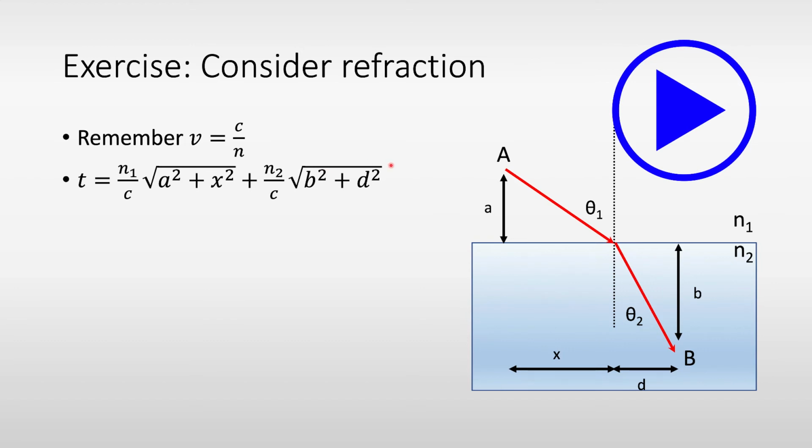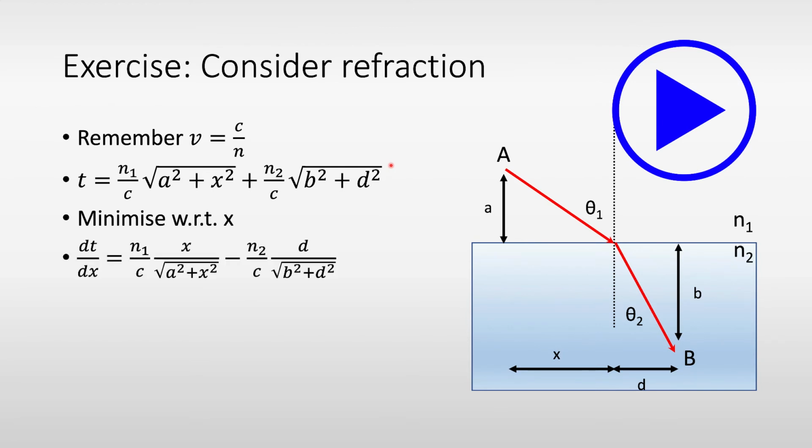Now what we do is we minimise with respect to x. In order to minimise, we find the first derivative, and once we've got our first derivative, we can say that we have n1 over c times x over the square root. That is x, the horizontal distance, divided by the path length, which is equal to the sine of the angle θ1. And the same here, where we have the horizontal distance d divided by the path length in this medium. That again is sine θ2.